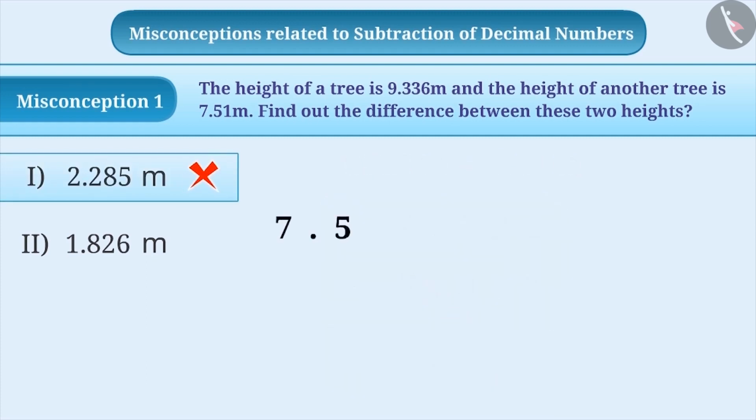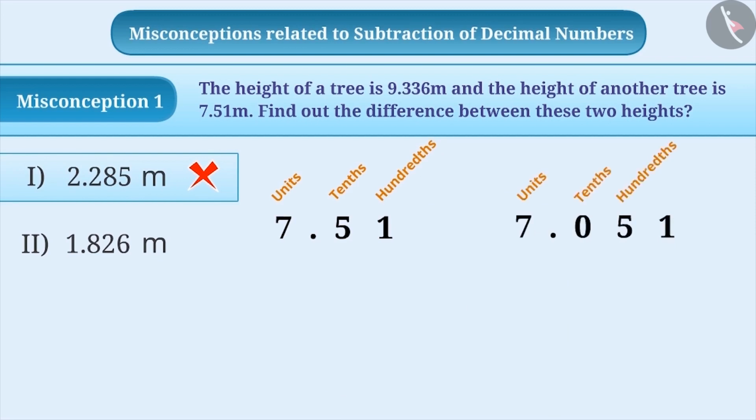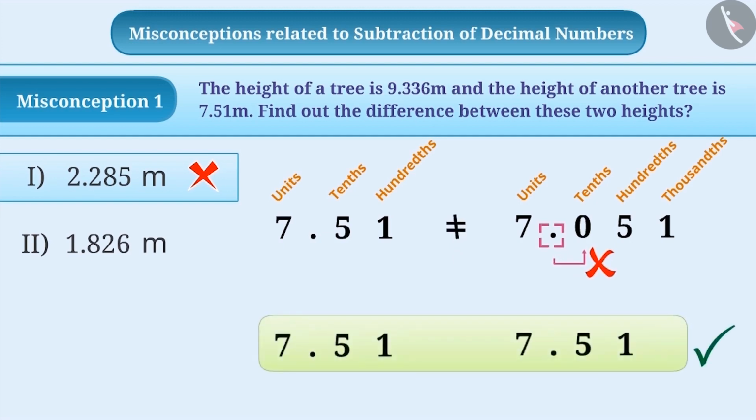In 7.51, there are 7 units, 5 tenths and 1 hundredths. But in the number after placing 0, there are 7 units, 0 tenths, 5 hundredths and 1 thousandth. The value of these two numbers is not equal. That's why placing 0 right next to the decimal point in this number is incorrect.